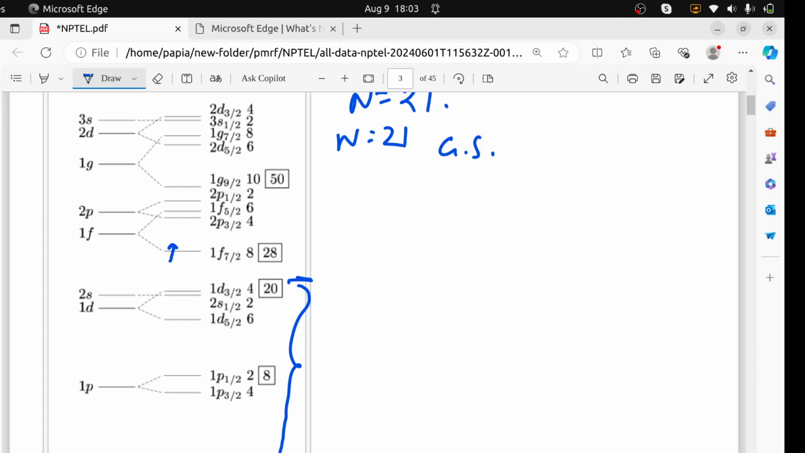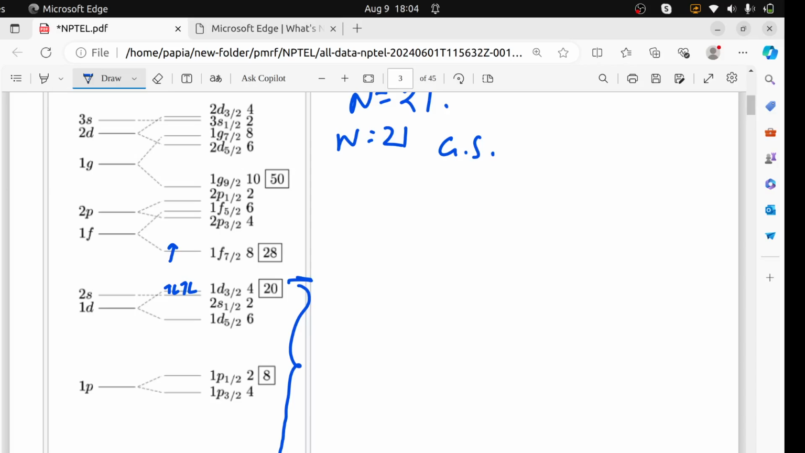And here how many nucleons will be there? Here 4 particles will be there, because it is 1d 3/2. So d 3/2 means obviously the maximum number of nucleons will be 4. So 1, 2, 3, 4. So this is for neutron, right? So for proton, how much is it?